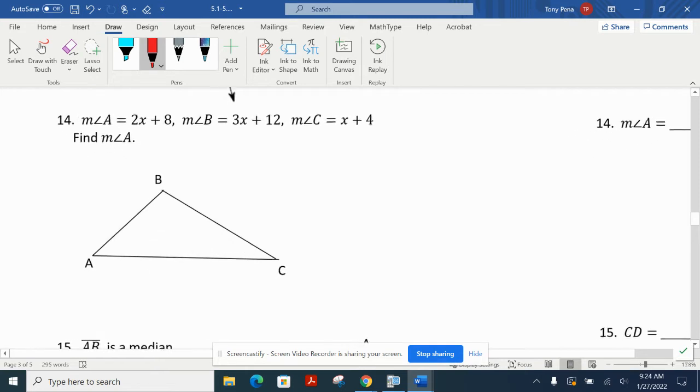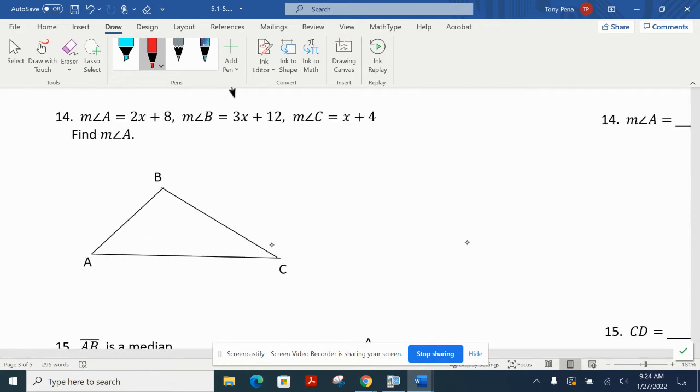Again, the problem that we have done the most. Here is a triangle. I tell you that angle A is 2x plus 8, angle B is 3x plus 12, and angle C is x plus 4. What I've really given you is the 3 angles inside of that triangle.